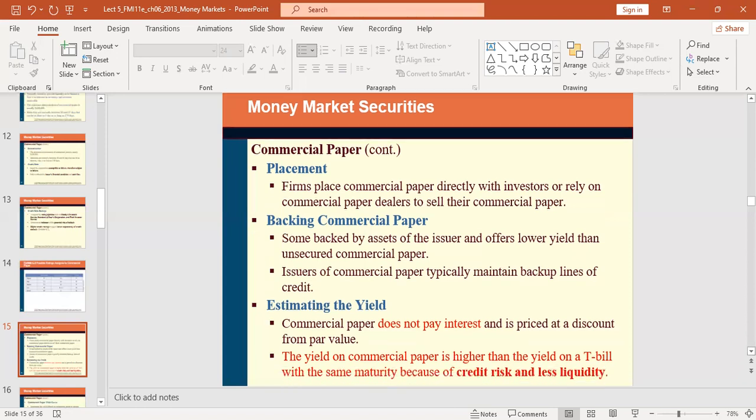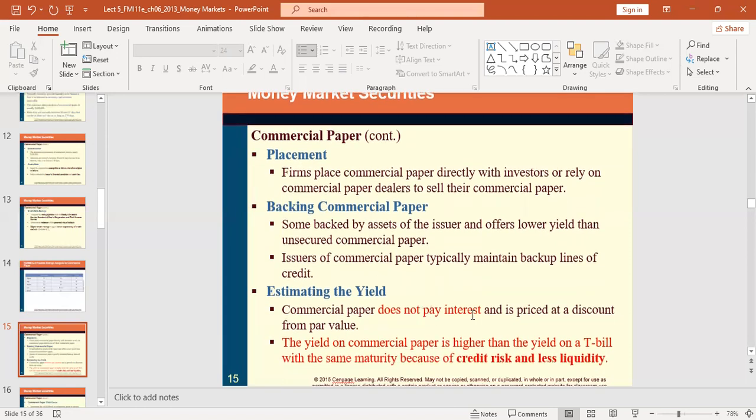In terms of yield, commercial paper does not pay interest and is priced at a discount from par value. Sometimes it can be sold at a very cheap rate, deeply discounted. The yield on commercial paper is higher than the yield on Treasury bills because commercial paper is considered risky. The higher the risk, the higher the return. Treasury bills have a lower yield because they are more liquid and issued by the government, so governments are unlikely to default.